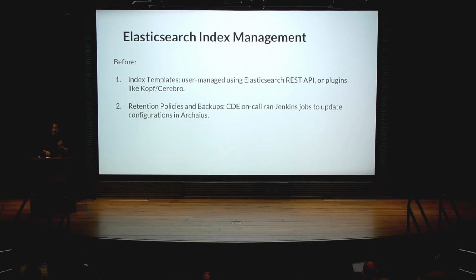And they did this by running Jenkins jobs to update configurations in RKS, which is our configuration management system. It was difficult to quickly find out which index collections were missing templates or missing retention policies. And we consider all of these to be best practices so that your cluster doesn't grow indefinitely and your indices don't have mappings that you didn't really expect to happen. So we wanted to get all of this stuff together.